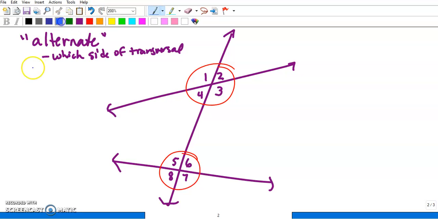Then you're also going to hear interior or exterior. So this would be outside, oops, I wanted that to be blue. This would be outside the two lines.